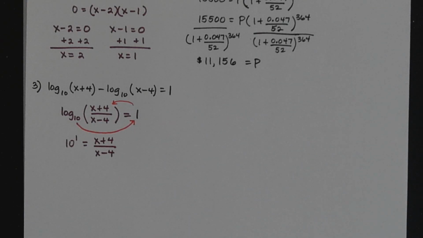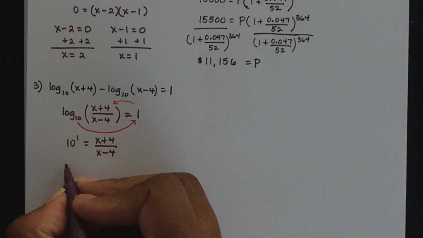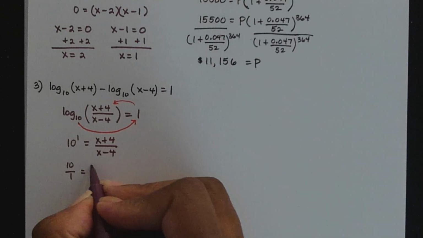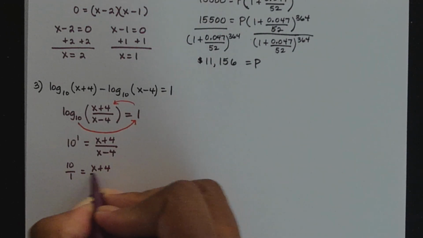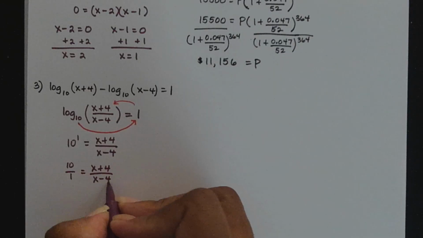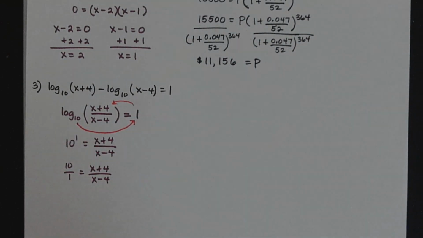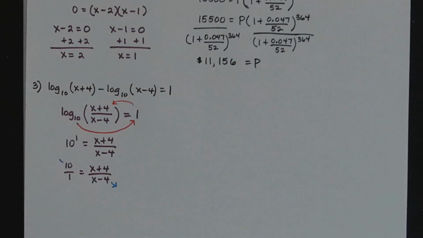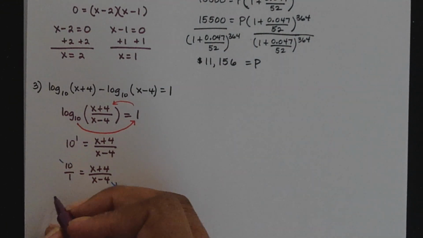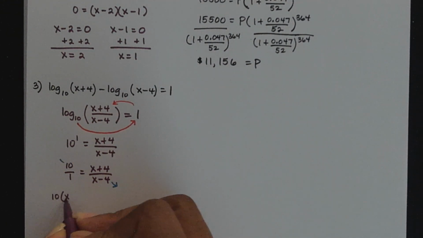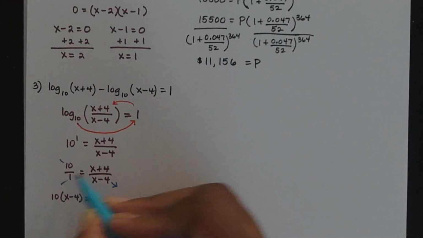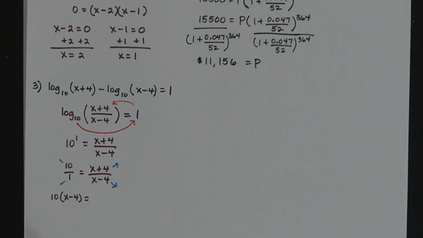All right, and 10 to the first power would be 10. So here's what I'm going to do. Write this as 10 over 1 equaling x plus 4 over x minus 4. And then from here, I'm just going to do cross multiplication. That 10 will be multiplied by x minus 4. So I have 10 times the quantity x minus 4, equaling 1 times the quantity x plus 4.